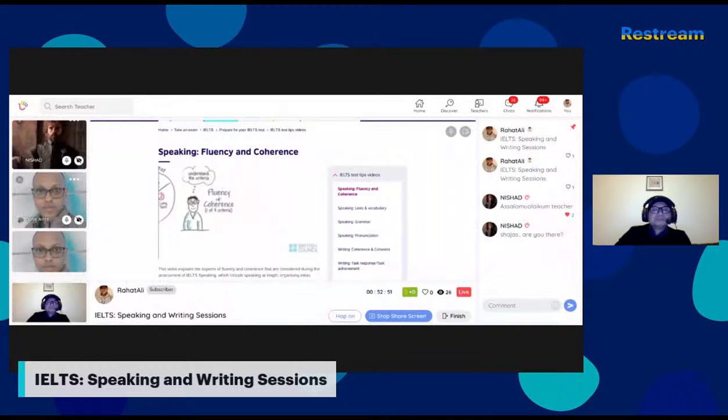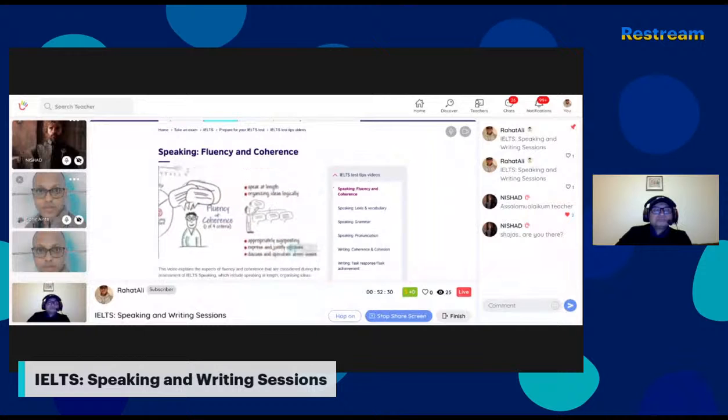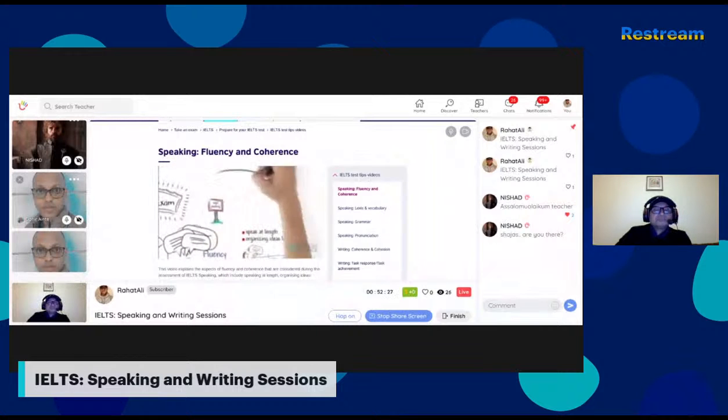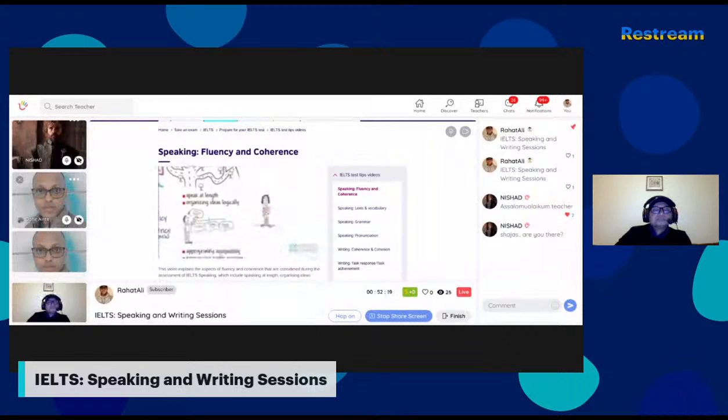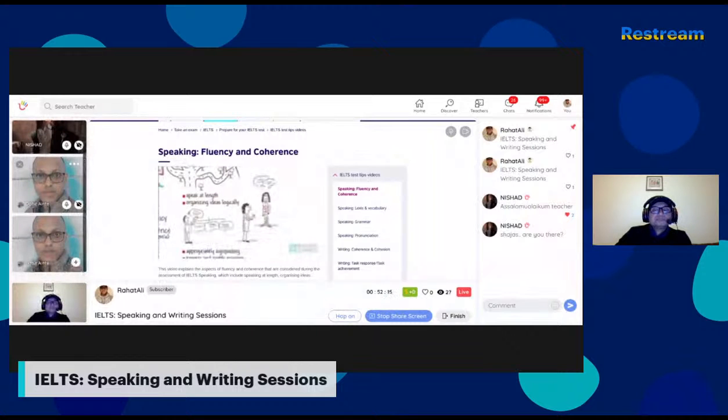Fluency and coherence refer to your ability to speak at length, including organizing ideas logically and appropriately signposting. It also refers to your ability to express and justify opinions and to discuss and speculate about issues without long pauses or repetition of the same words. Signposting is the use of words or phrases that indicate the direction of your thoughts. We will give you some examples of this in a moment. Many students try memorizing large portions of speech to repeat during the speaking test, but this can add unnecessary stress and sound unnatural.